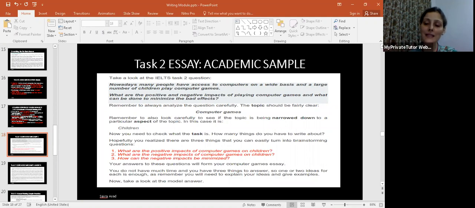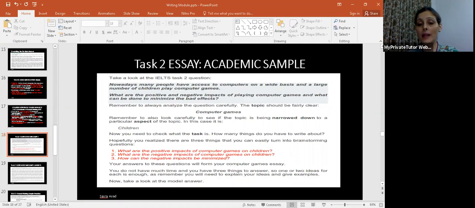Okay, the task to academic, I would like you to get into the detail. We are going to practically solve it now. The question is here: nowadays many people have access to computers on a wide basis, and a large number of children play computer games. What are the positive and the negative impacts of playing computer games, and what can be done to minimize the bad effects? We understand.